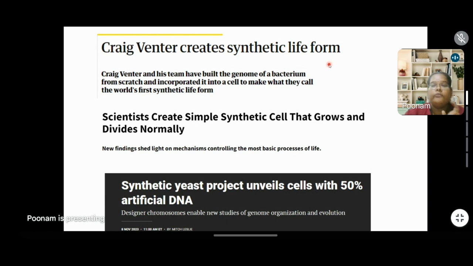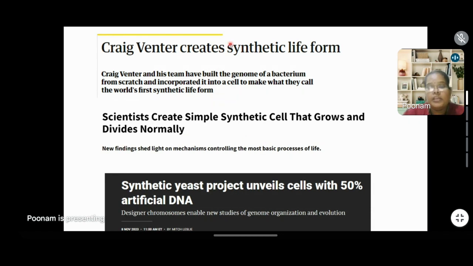Mycoplasma, if you remember, is a kind of eubacteria. So this was the first report of a life form made completely by synthetic methods. How could they do that? They had the information from the genome projects about what kind of DNA, and how much DNA, is important if you want to synthesize a cell inside a lab. This was the first report of a synthetic life form, in 2010. The report says scientists created a simple synthetic cell that can grow and divide normally.